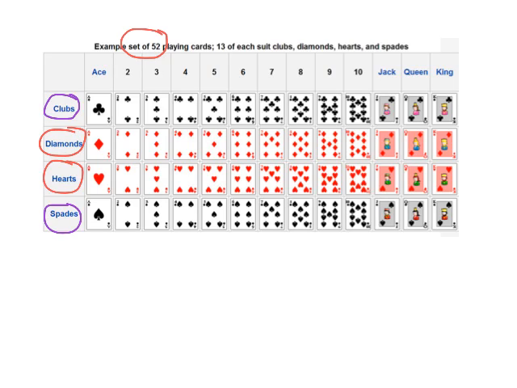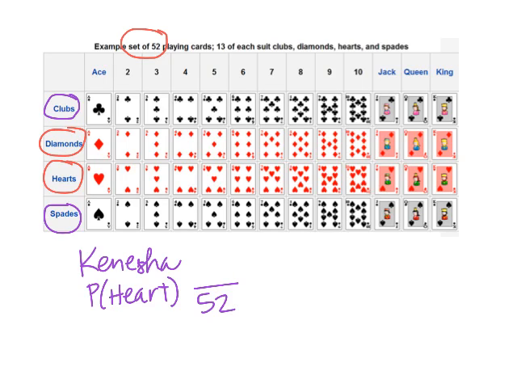And remember, Kanisha is going to draw a heart. So what's the likelihood that she draws a heart? So if we go back to Kanisha, what's the probability that she draws a heart? All right, well, there's a total of 52 cards, and remember, Kanisha has her own set of cards. And in terms of how many hearts there are, all of these hearts. So her probability is 13 out of 52.